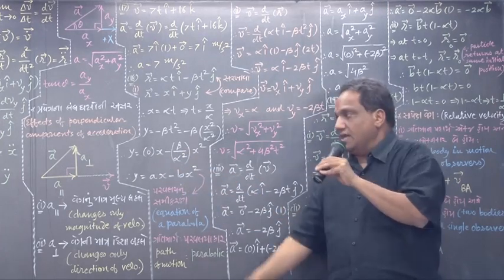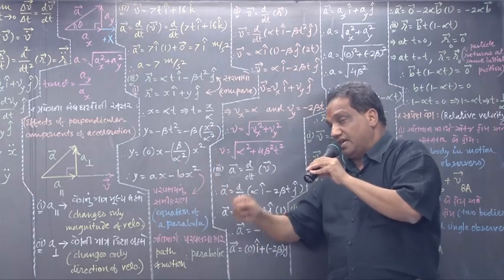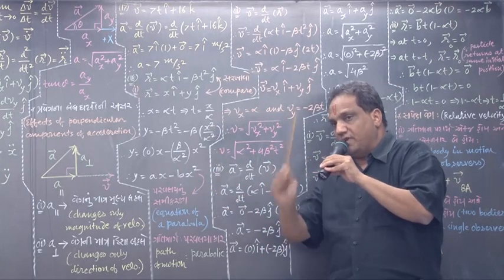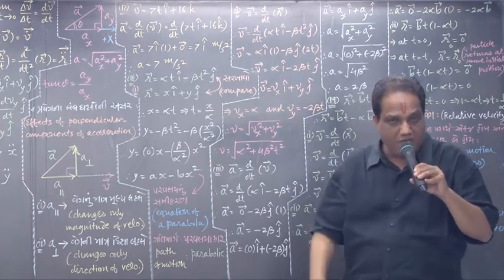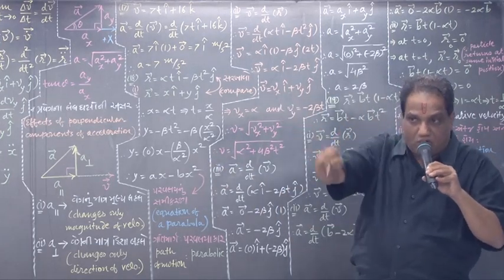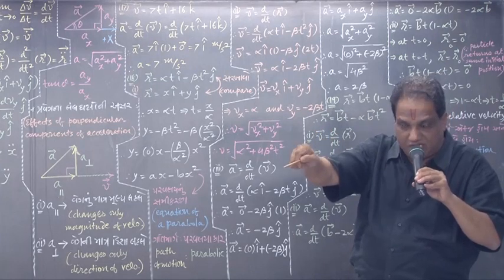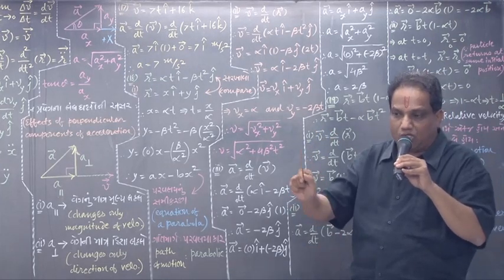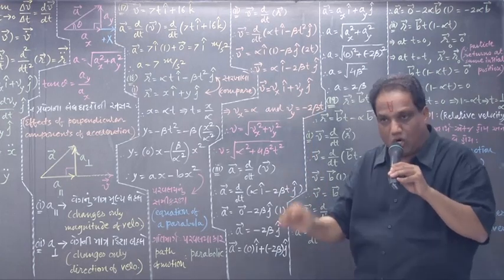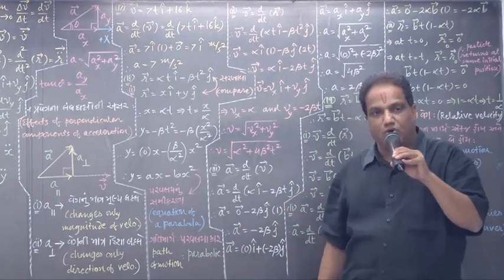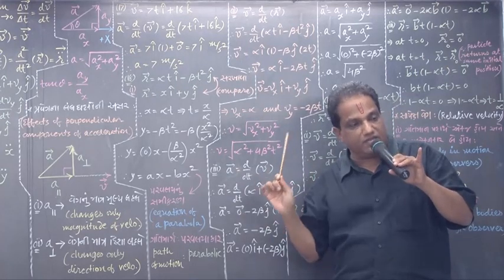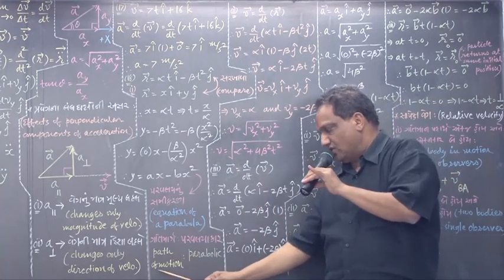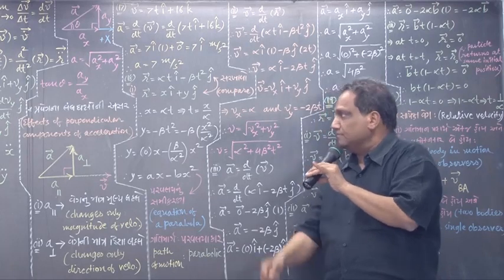Because this equation indicates the equation of a parabola, we must say the path followed by the moving particle must be a parabola. The path followed by the body is called the trajectory. Sometimes we call it the locus of path. Locus of path, trajectory, or path followed by the body, all three have the same meaning. And it is right now parabolic. Path of motion is parabolic.